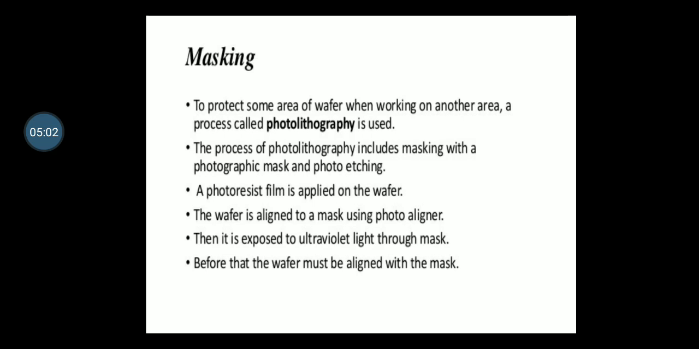With the help of this process, it has become possible to produce microscopically small circuit and device patterns on silicon wafers. So, to protect some areas of the wafer when working on other areas, a process called photolithography is used. The process of photolithography includes masking with a photographic mask and photo etching. A photoresist film is applied on the wafer. The wafer is aligned to a mask using a photo aligner. Then it is exposed to ultraviolet light through the mask. Before that, the wafer must be aligned with the mask.